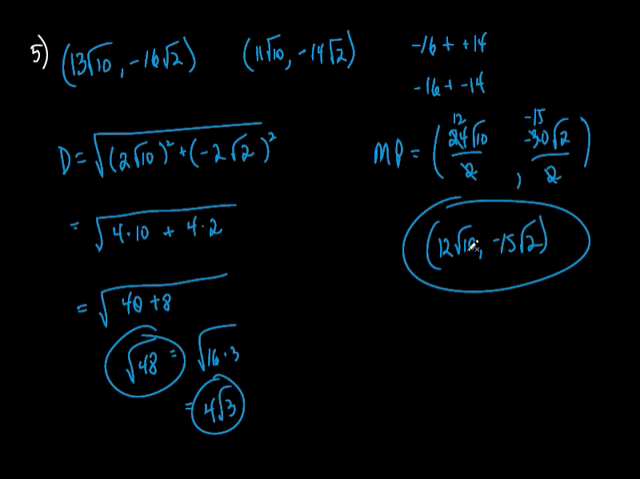Now look, in a real world situation, would you really do that? Would you really use numbers like square root of 10, square root of 2? No, you wouldn't. In a real life situation, you probably use decimals and stuff like that and calculators. But the point of this is to make sure you know how to find the midpoint, know what the formula is, and know how to use it. And that's how you would do it.